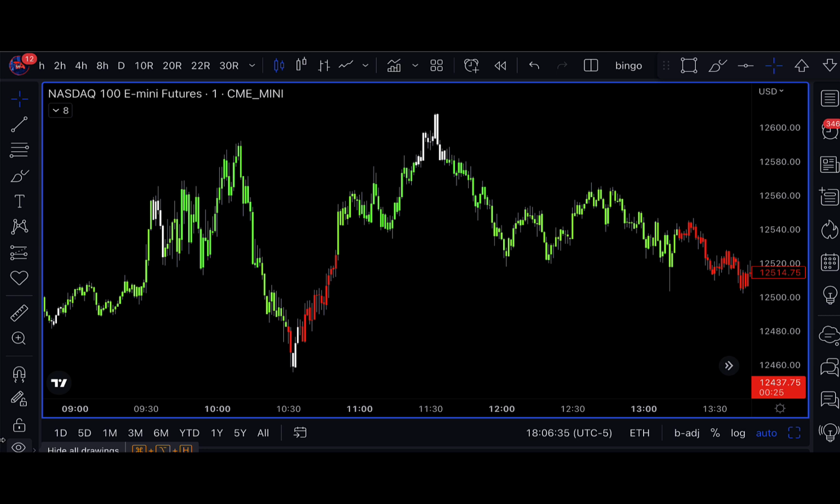So when we add contrarian candle coloring, now we get to see these potential reversal areas. So what does that mean? What does reversal area mean? Well, contrarians look for tops and bottoms. And that's what this candle coloring is doing. It's looking for potential areas of tops and bottoms.